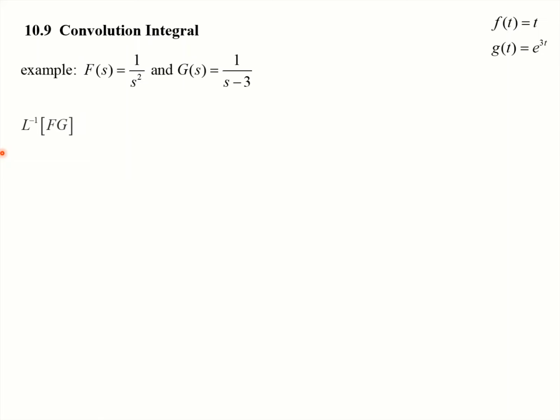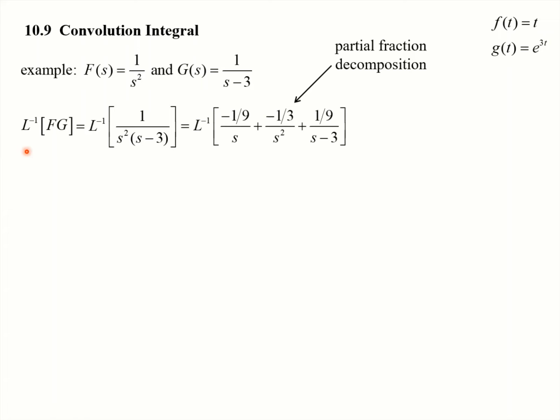So I'm going to say, what is the inverse transform of F times G? So we'll write it out. So that's what it is. And then you're like, oh no, I've got to do partial fraction decomposition, and I'm not going to go through all those steps. But now you can take the inverse transform of each of these. This one's negative 1/9, and this one's going to be negative 1/3 t, and then this one's going to be 1/9 times e to the 3t. So that is what I want to write down there. And so I have that. That's the answer. But the painful part was doing the partial fraction decomposition.